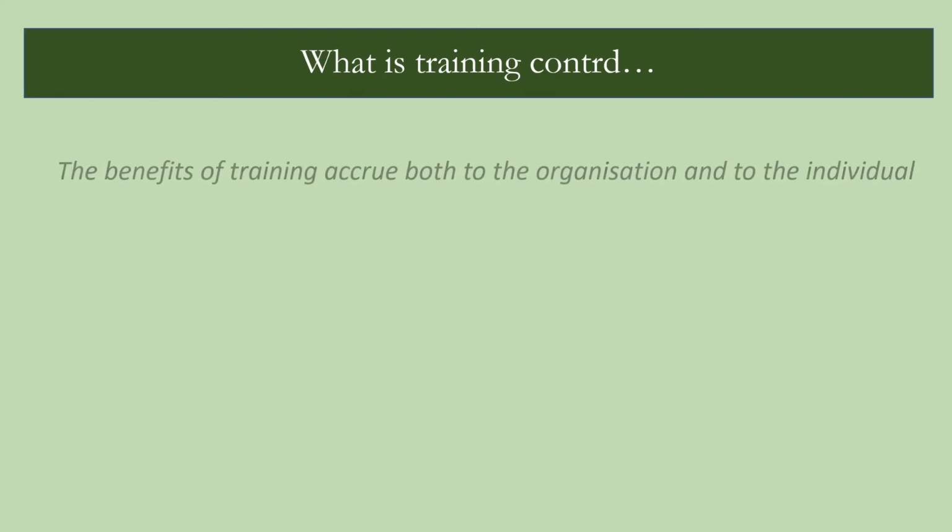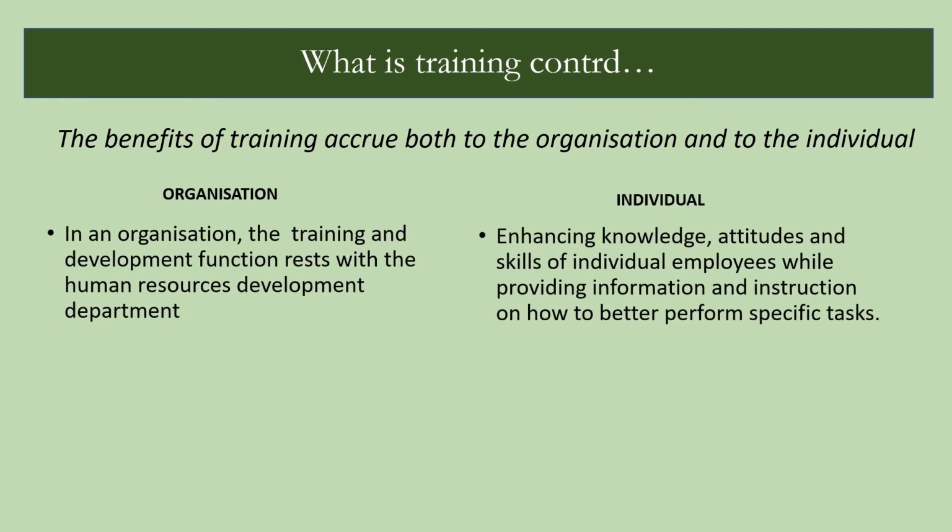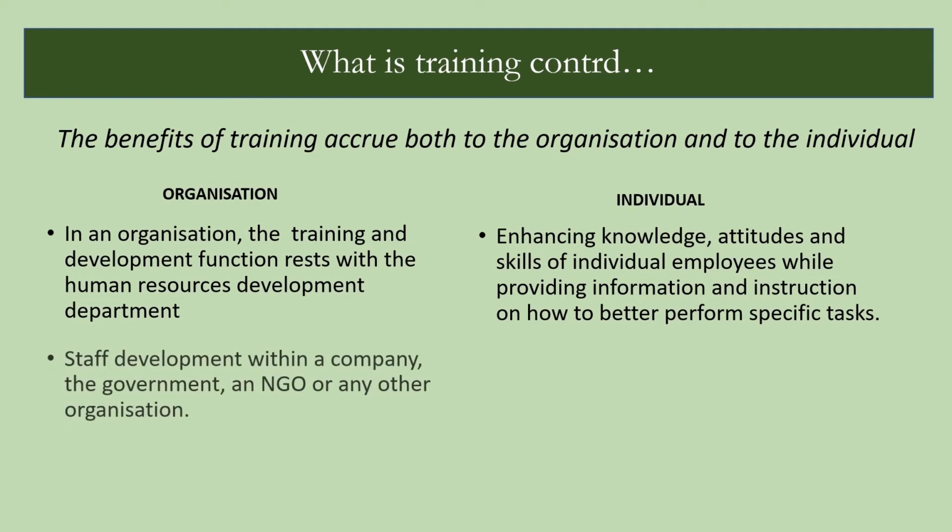So what is training? The benefits of training accrue to both the organization and to the individual, as I've shown you in the earlier models. In the organization, the training and development function rests with the Human Resources Development Department, and staff development also lies within this unit. The individual then enhances knowledge, attitudes and skills, and also receives more information and instruction on how to perform their specific organizational tasks better.